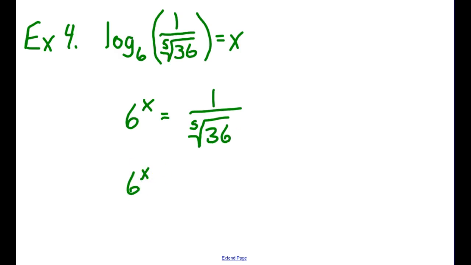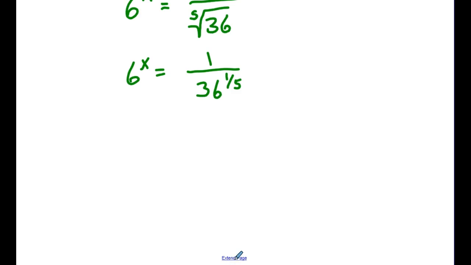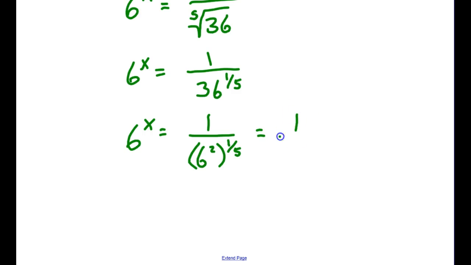So we have 6 to the x equal to, first thing, if we have the 5th root, just like we did in the last problem, we can rewrite that as an exponent. So this is the same as 1 divided by 36 to the 1/5 power. And now we need to rewrite 36. We know 36 is the same as 6 squared. So we have 6 squared raised to the 1/5 power, which if we simplify power to a power, we multiply those values together. So we get 1 over 6 to the 2/5.